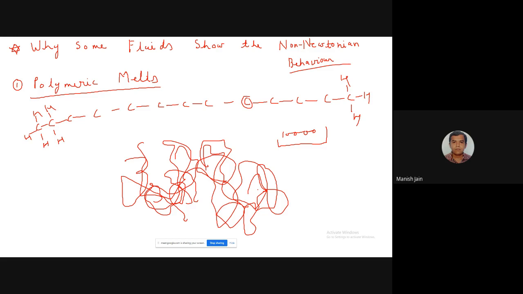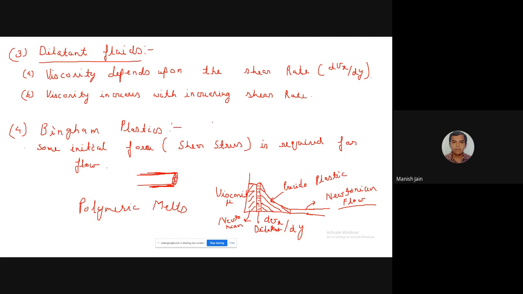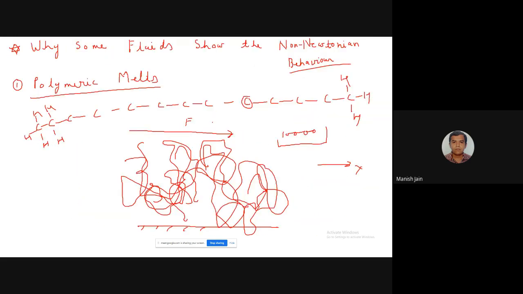Now suppose you are putting a shear force on this ribbon-type structure. Suppose you are putting a force F on the ribbon-type structure in this direction. This is the X direction. Here you have a plate in the stationary condition. From the top, like the Newtonian experiment, you are giving a shear force of magnitude F in the X direction. So what will happen? The molecules start to move in the X direction due to the force.